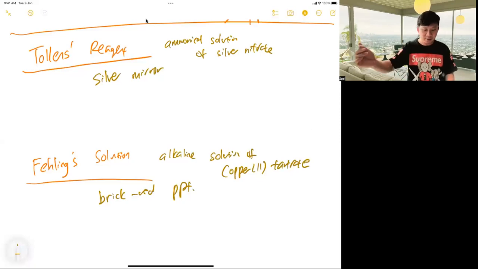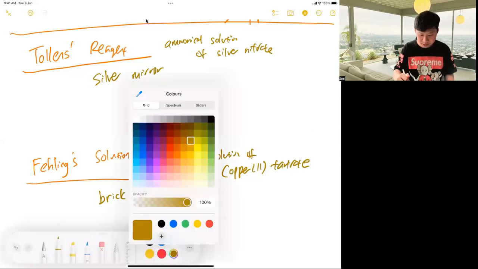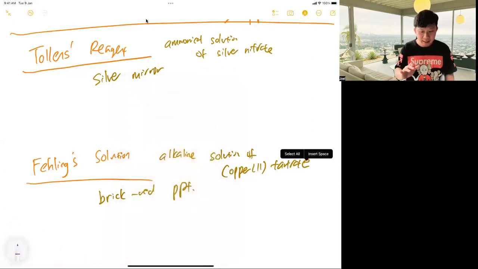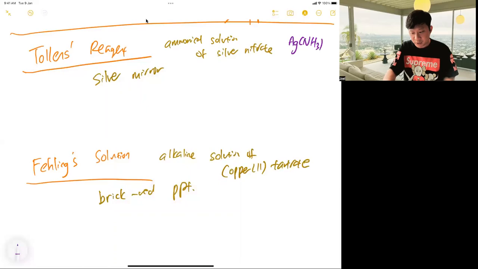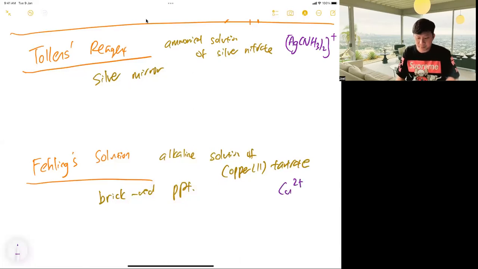The exact reactions we analyze nearing A level, or in June during the holidays. It looks very weird, tartrate. Both are alkaline solutions. Ammoniacal is ammonia, an ammoniacal solution of silver nitrate. If I'm not wrong, the main ion is Ag(NH3)2+, and this part here is like a Cu2+ ion. Okay, something at first. I teach you the idea.